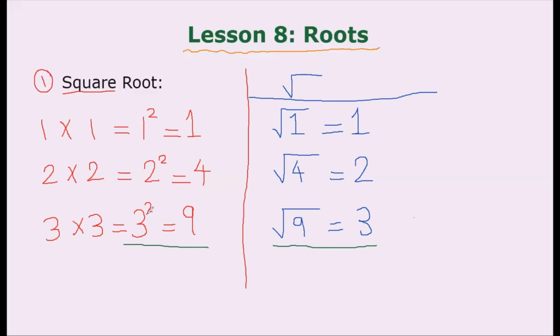If we have a number squared, like 3 squared equals 9, then the square root of 9 equals 3. It is the inverse process of squaring a number. How can we define roots? It's just the inverse of squaring a number, to undo the squaring of a number.